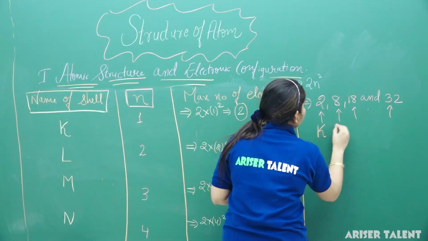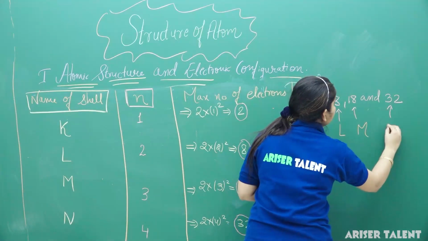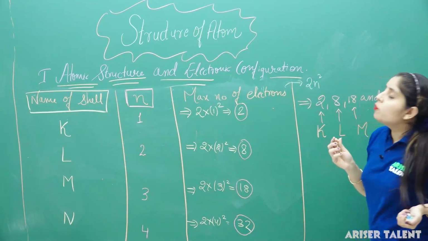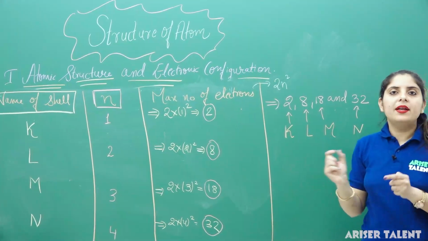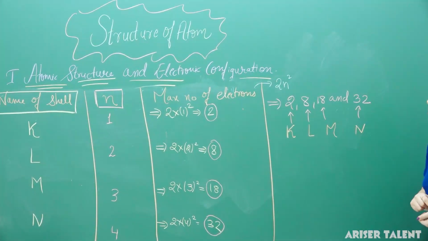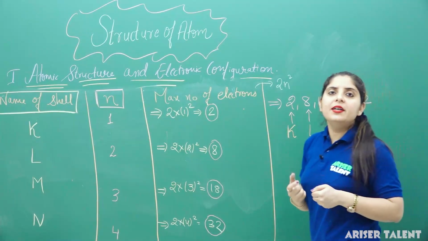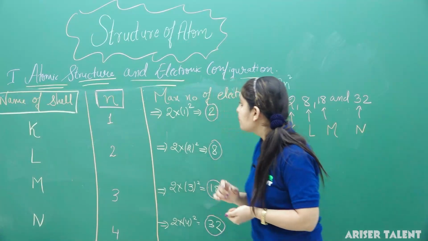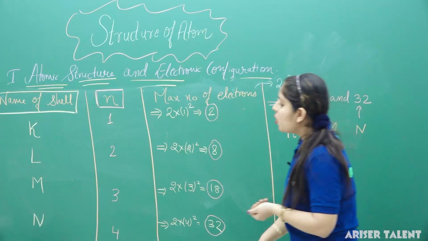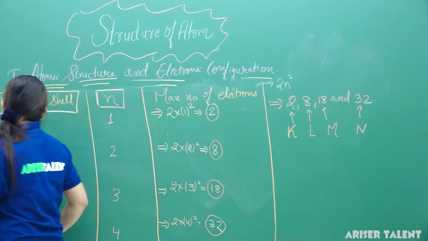So it is about K shell, L shell, M and N. So it is how we will distribute the electrons according to the formula, that is 2n square. Now shells are further divided into a category, and this category is known as subshell. So we have our next topic about subshells.